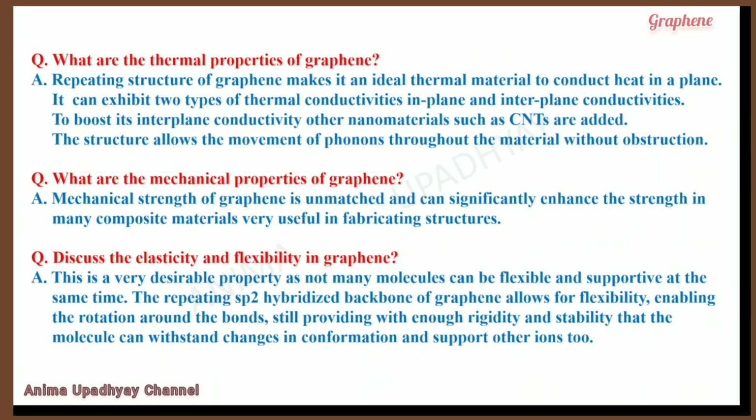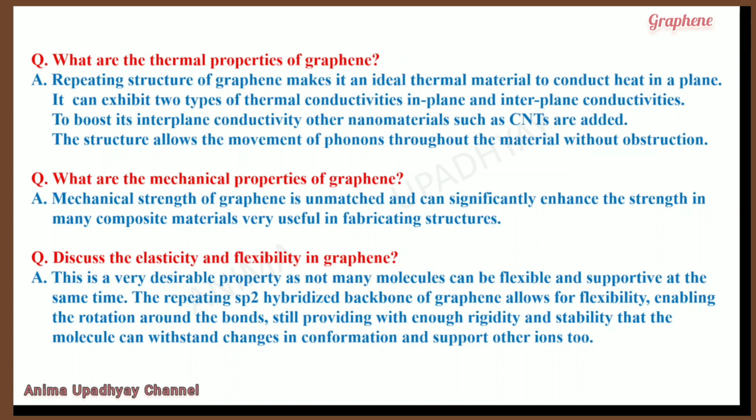What are the thermal properties of graphene? The repeating structure of graphene makes it an ideal thermal material to conduct heat in a plane. It can exhibit two types of thermal conductivities, in-plane and interplane thermal conductivities. To boost its interplane thermal conductivity, other nanomaterials such as carbon nanotubes are added. The structure allows the movement of phonons throughout the material without obstruction.